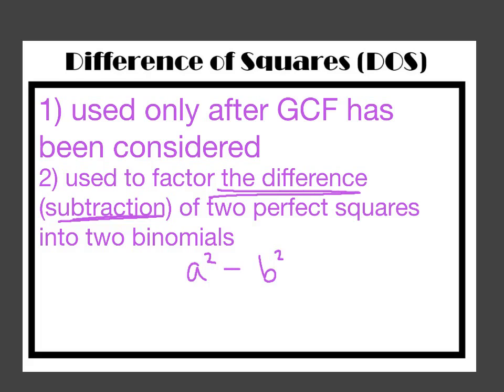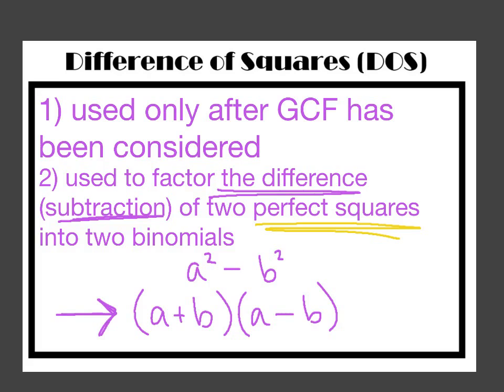Now, we're going to take these 2 things that are being subtracted, and we're going to create 2 binomials from that. And the binomials are going to be the square roots of what we have. So a and b. And then one's always going to be a plus sign and one is always going to be a minus sign. This last line is what all of our answers for difference of square problems are going to look like.